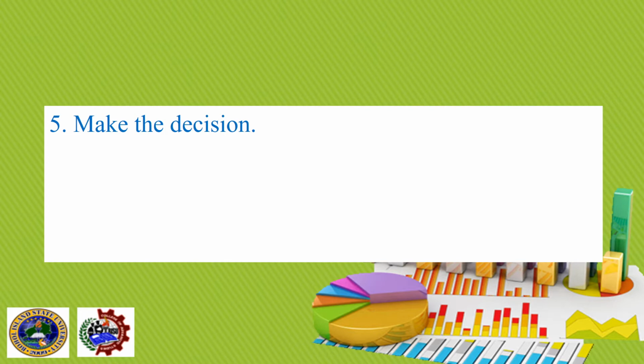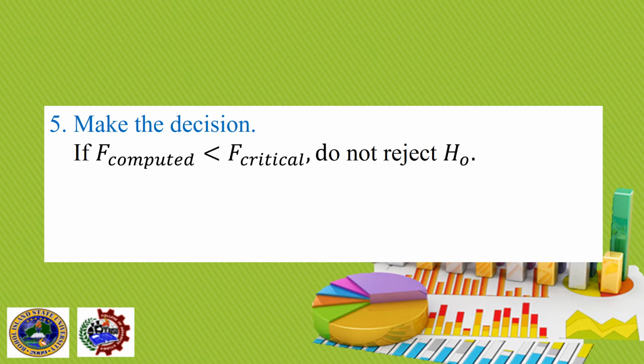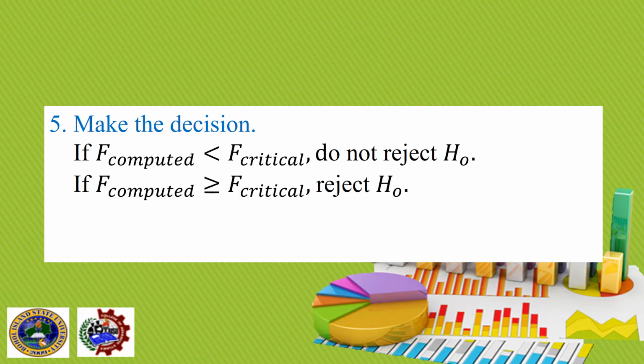Step number 5 is to make the decision. If the computed F value is less than the critical F value, we will not reject the null hypothesis. But if the computed F value is greater than or equal to the critical F value, then we will reject the null hypothesis. And step number 6, we will state the conclusion depending on the decision.